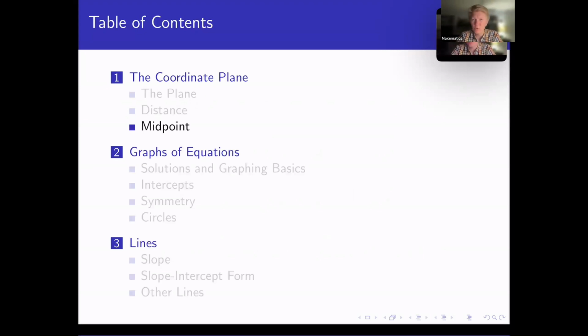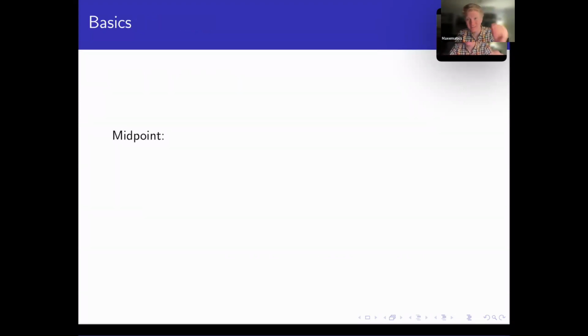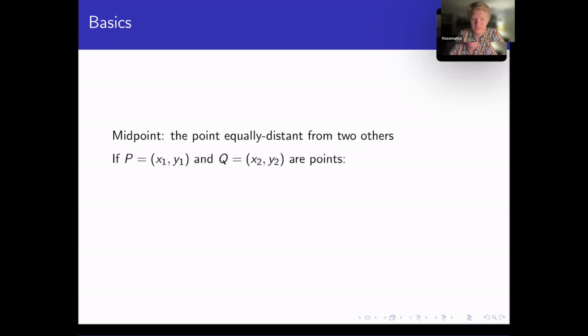Well, let's talk about one more thing here in 2.1, and that is midpoint. Midpoint, as it sounds, is literally the point equally distanced from two others, the point in the middle of any 2 points. If we're using the same x1, y1, x2, y2, well, this would be our formula. How do we find the point in the middle of any 2 things? Well, take their average. Add the x values together, divide by 2. Add the y values together, divide by 2.